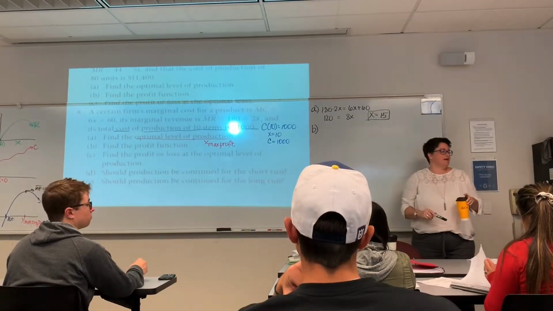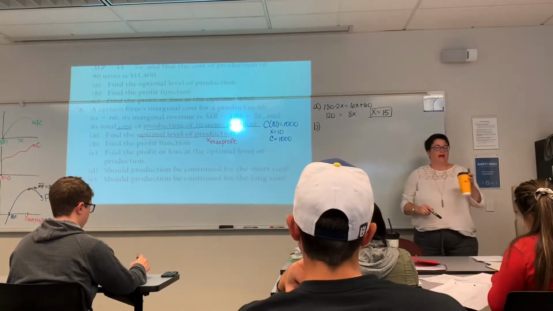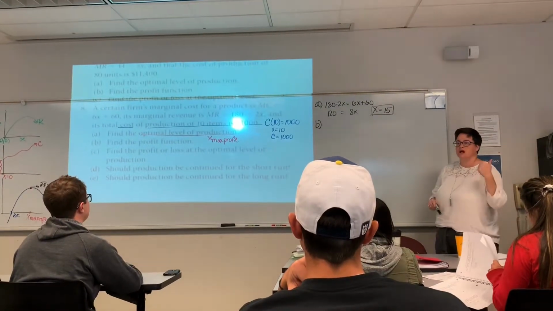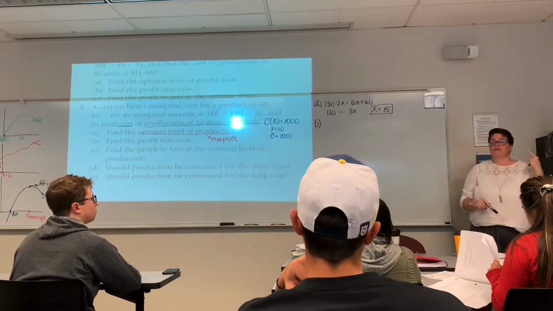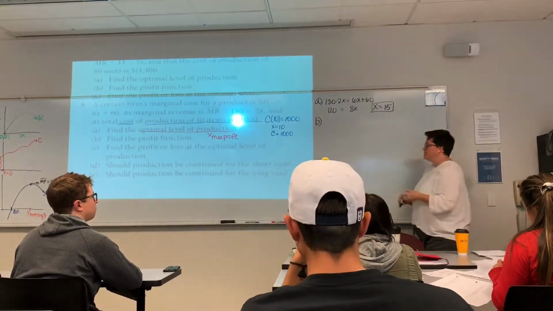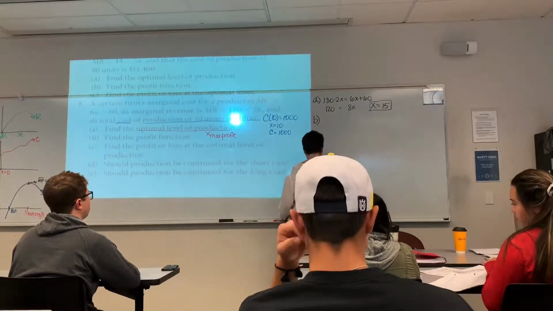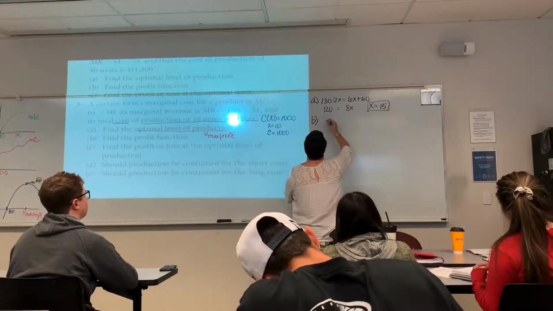Because I don't have a nugget for profit. What do I have nuggets for? Cost and revenue. Revenue is always 0, 0, right? So let's start by integrating revenue. I'm going to do these color coded.